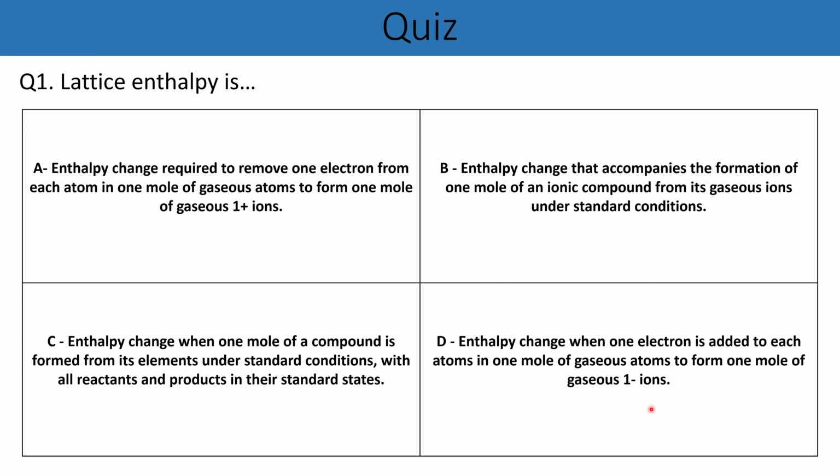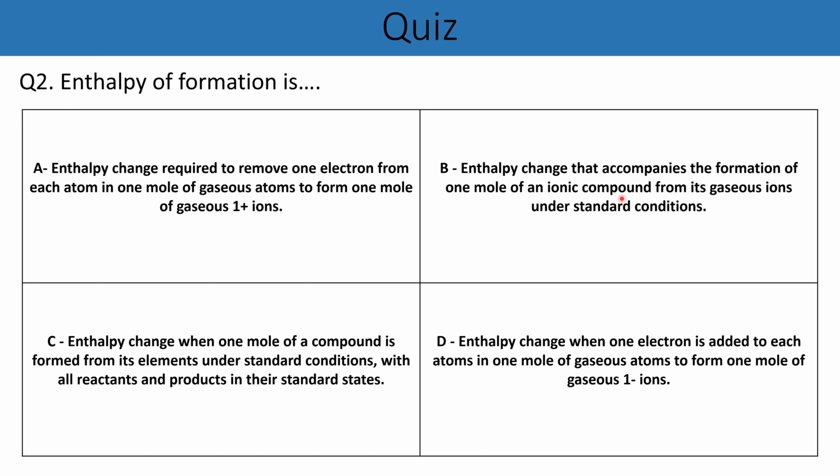Okay, so we're going to finish off with a little quiz now. I would like you to try and do this properly to see how much you've gathered from this video. To begin with, read the question, read the responses, and then come back and see what you got. So lattice enthalpy to begin with. If you haven't paused the video already, please do now. And the answer should be B, the enthalpy change that accompanies the formation of 1 mole of an ionic compound from its gaseous ions under standard conditions.